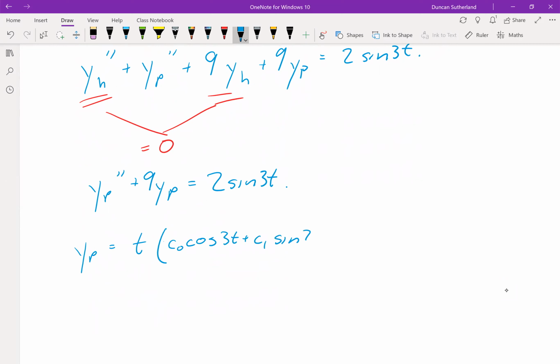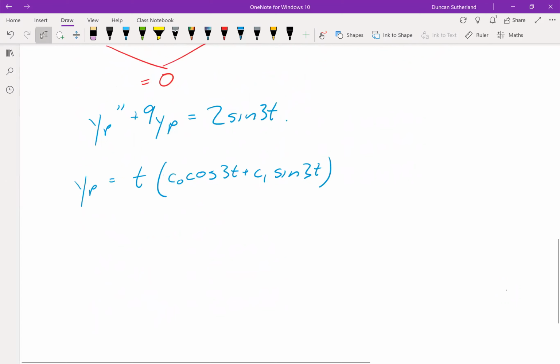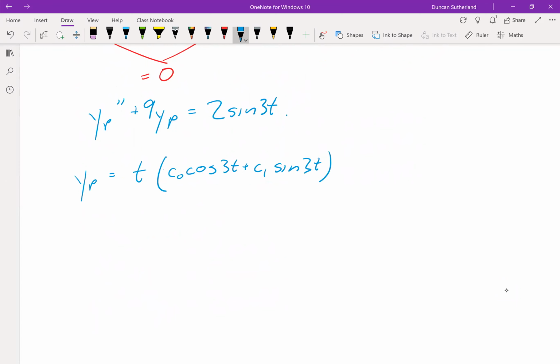We're going to have to use the product rule to do this derivative, because we've got a product between t and all of that. So let's go. y_P prime, differentiate the first bit, leave the second bit alone. Differentiate the second bit, leave the first bit alone.